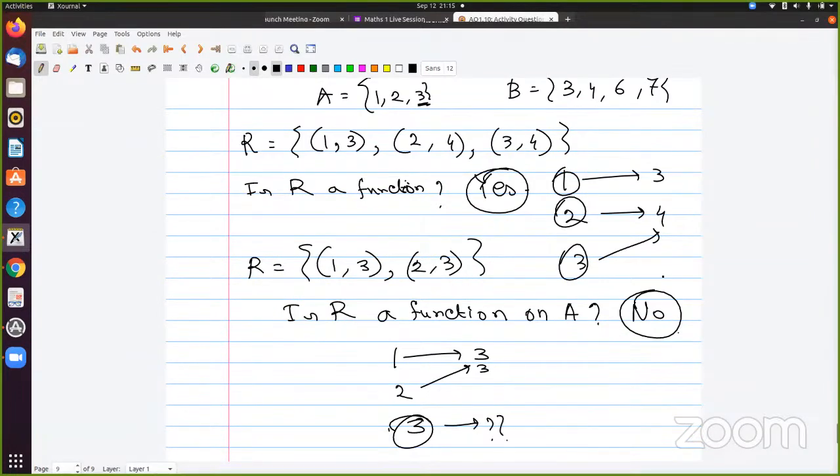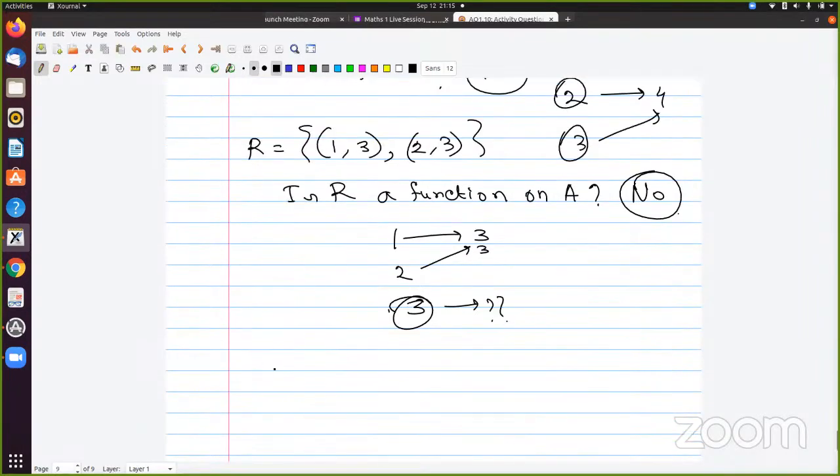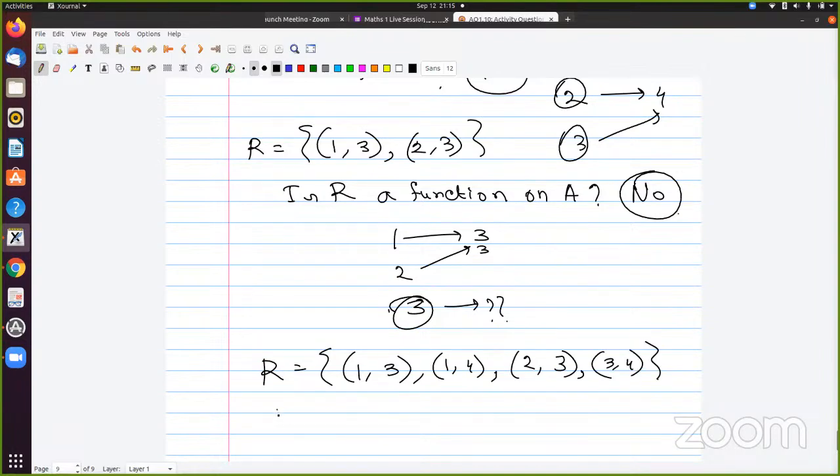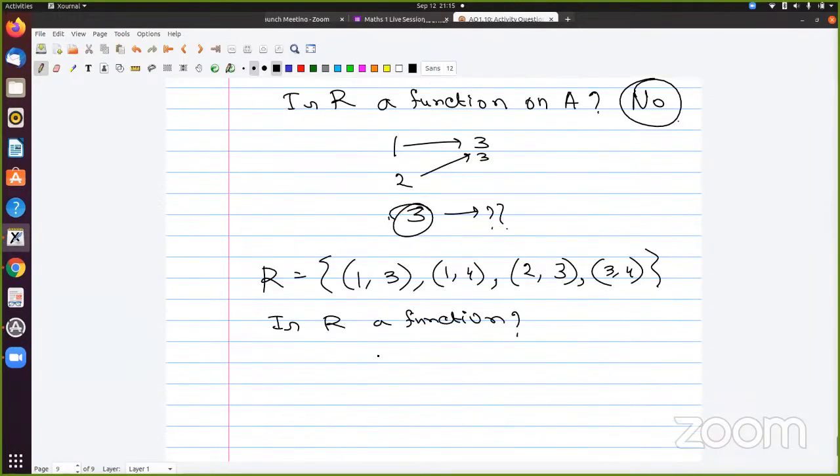So it is not a function. Again, say R is (1,3), (1,4), (2,3), (3,4). Is that a function? No, sir. Because 1 is going to 3 and 4. Repetition: the input 1 is going to two different outputs, giving two different places. So it is not a function.